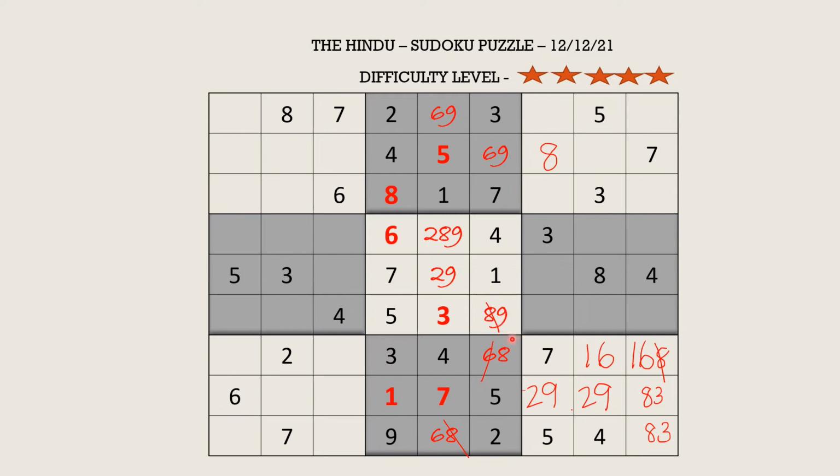So that cancels out 9 here in these two cells. This 9 gets cancelled, this 9 gets cancelled. So because this cell becomes a 2, this 2 gets cancelled out. And this 9 cancels out the 9 here. So this becomes a 9 now.